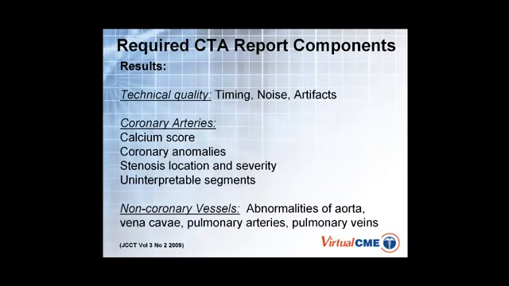There should always be some information about the non-coronary vessels, so you're going to talk about the aorta. Is it enlarged, dilated? Is there atherosclerosis? The vena cava, do they have a normal course? The pulmonary arteries, are there filling defects? The pulmonary veins, how many? How do they come in? If the patient's had an ablation before, is there a stenosis there or not?